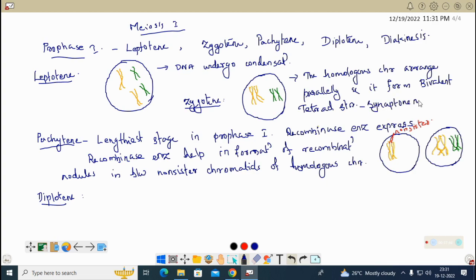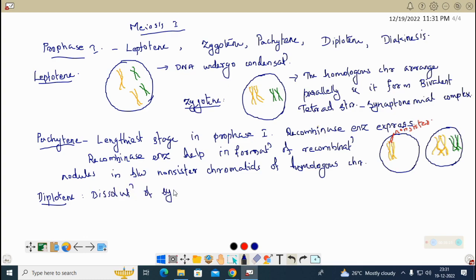I'm sorry, I forgot to say that the synaptonemal complex is nothing but the bivalent tetrad structure. In the synaptonemal complex, recombination occurs with the help of the recombinase enzyme. Now the next one is diplotene. In the diplotene stage, the homologous chromosomes try to get apart, that is, the dissolution of the synaptonemal complex occurs.